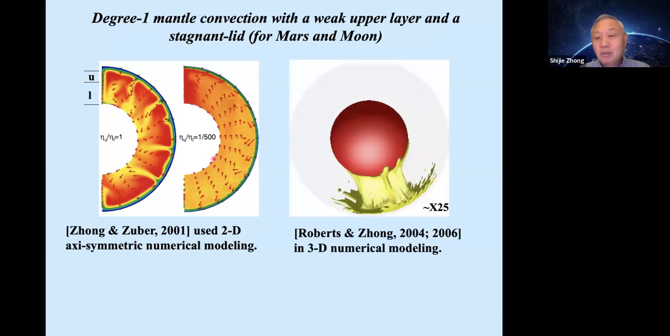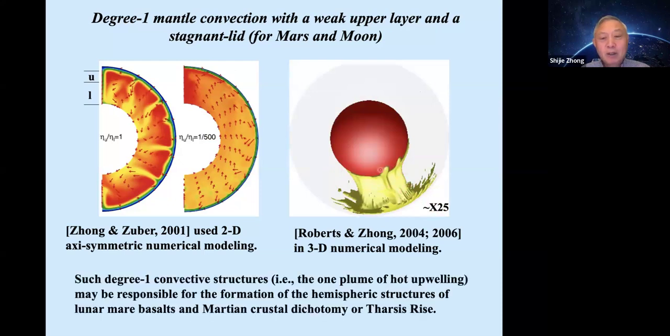Then we can also do this simulation in three-dimensional geometry. So this is a 3D spherical convection simulation, essentially showing that you don't really need such viscosity layering. In this case, a factor of 25 or 30 is sufficient to produce what we call one-plume convection. It is only one upwelling plume, right? And so we think such degree 1 convection, or this one plume of hot upwelling, may help to explain these hemispherical structures like mare basalts, the Martian crustal dichotomy, or even Tharsis.